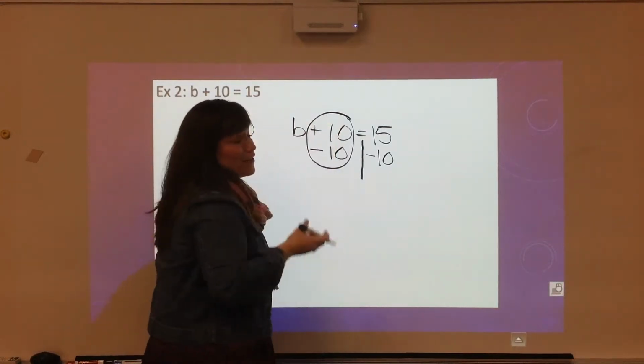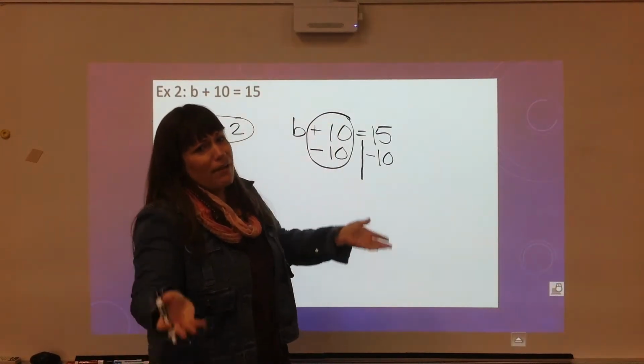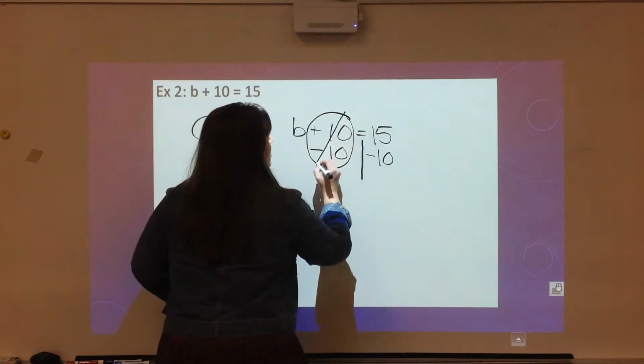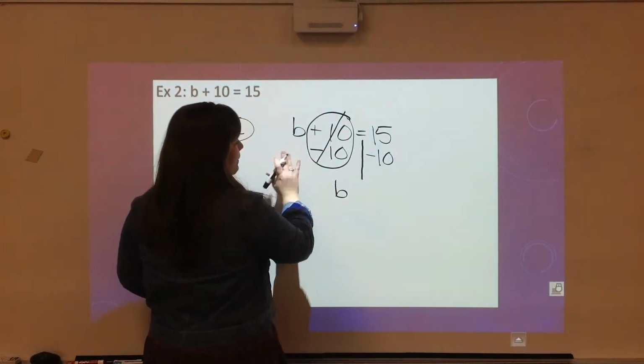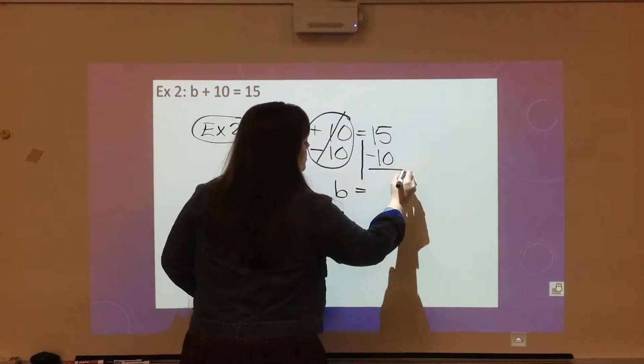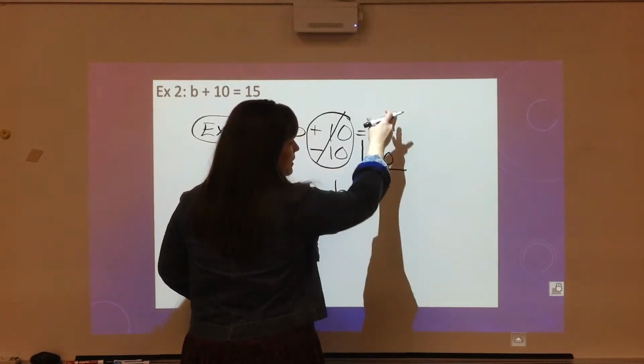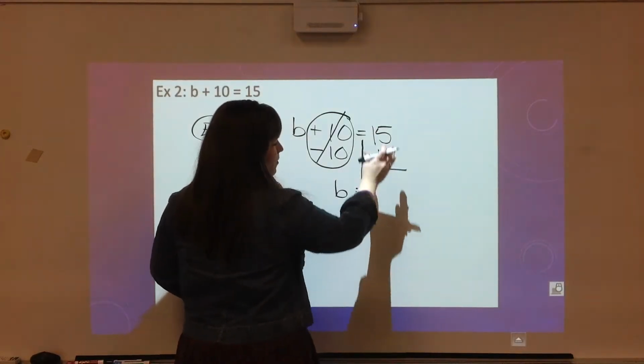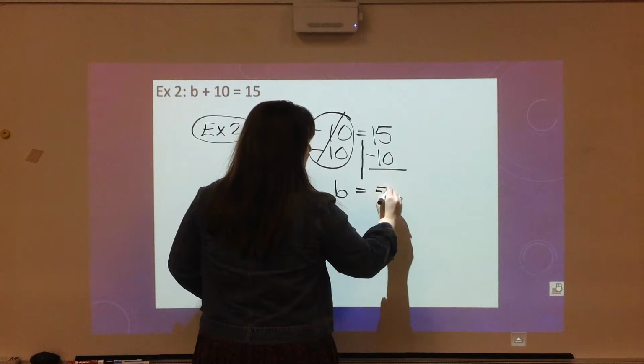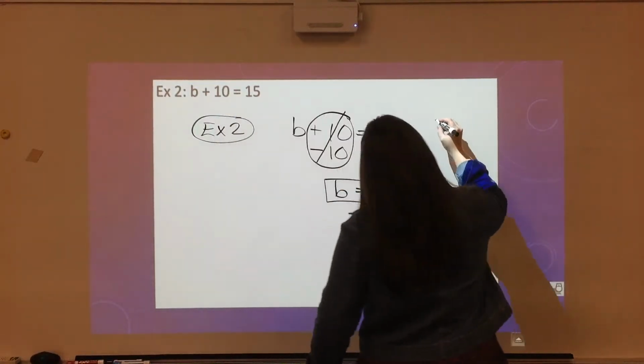You're adding 10 and then you're subtracting 10. How much money do you have? Nothing. So we're going to cross that out. The only thing left on this side is a b. And when we do this subtraction, notice everything's vertically, one number below the other. We have a 5. Let's finish it off with the check.